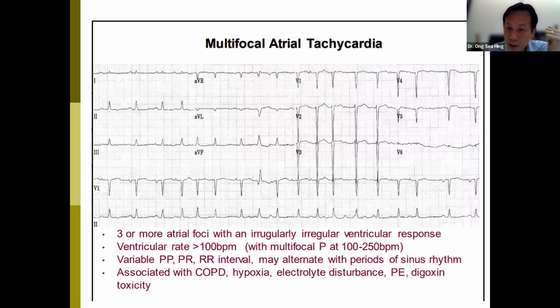Does the patient have chronic lung disease? Does the patient have pulmonary embolism or something that increases the pressures in the lung? For example, even a patient with pulmonary hypertension from an atrial septal defect can have MAT. Is there electrolyte disturbance, digoxin toxicity, hypoxia, etc.?